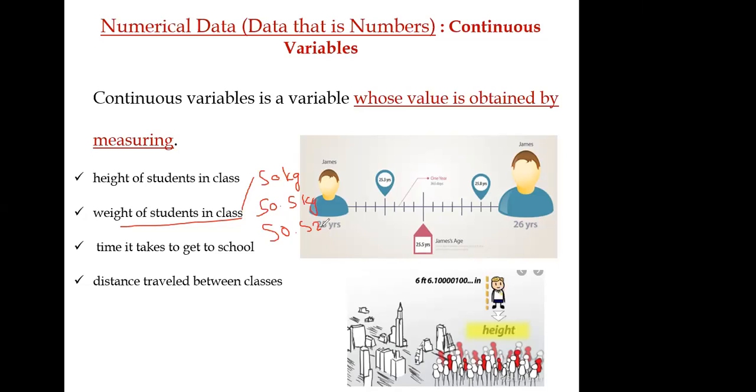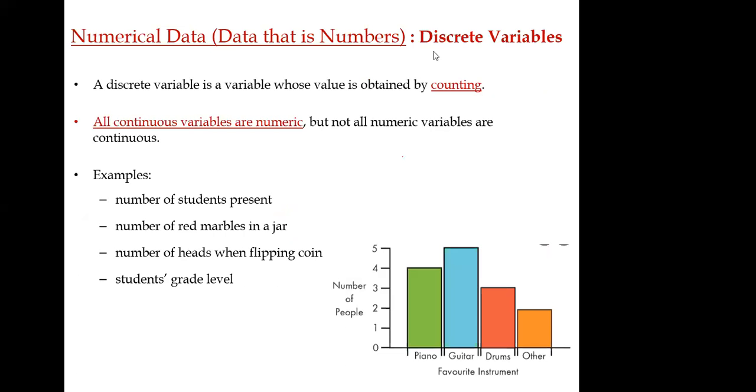Some examples are the time taken to get to school, the time taken to get to the university or maybe the dormitory, maybe 5 minutes, numerical data. So that is continuous data. Also, we have the discrete data, the continuous and discrete.